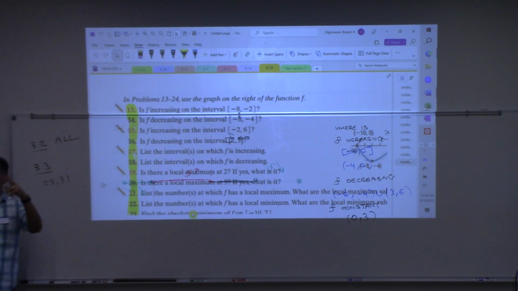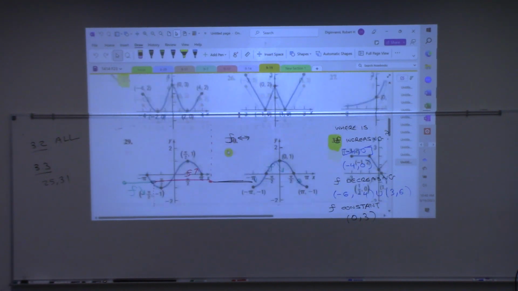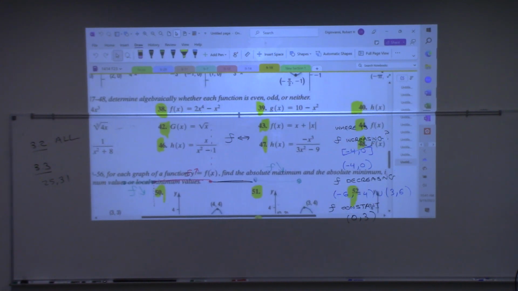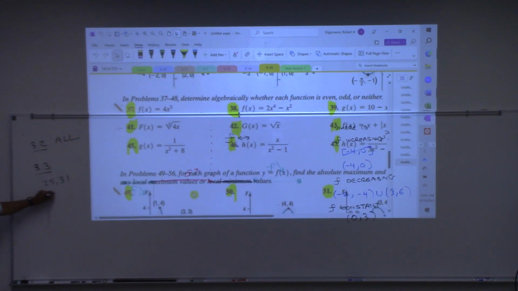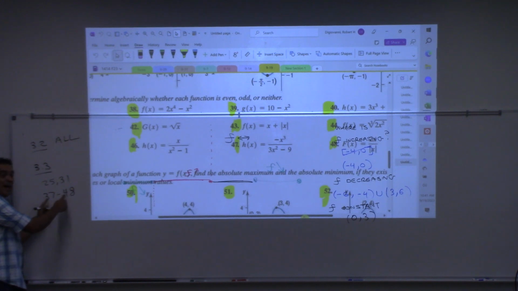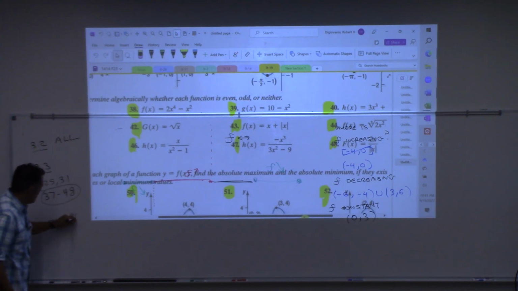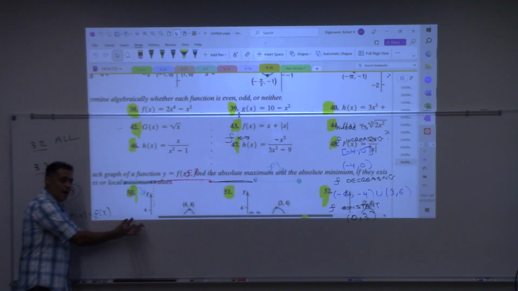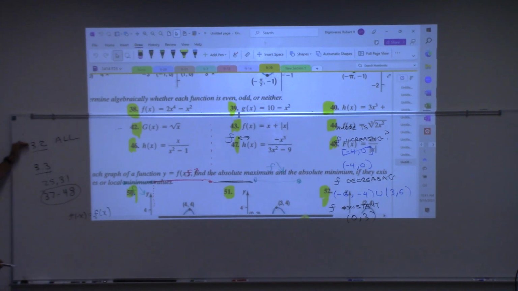These are looking at a graph, seeing if it's even or odd. Oh, you know what? I take that back. There's a little bit more: 37 through 48. These are the ones we did a second ago where you had to algebraically say, are they even or odd? Do as many as you can out of this. That's a lot of problems. You have to check: is f of x equal to f of negative x? If not, check if it's odd. So do all this homework, do as much as you can.